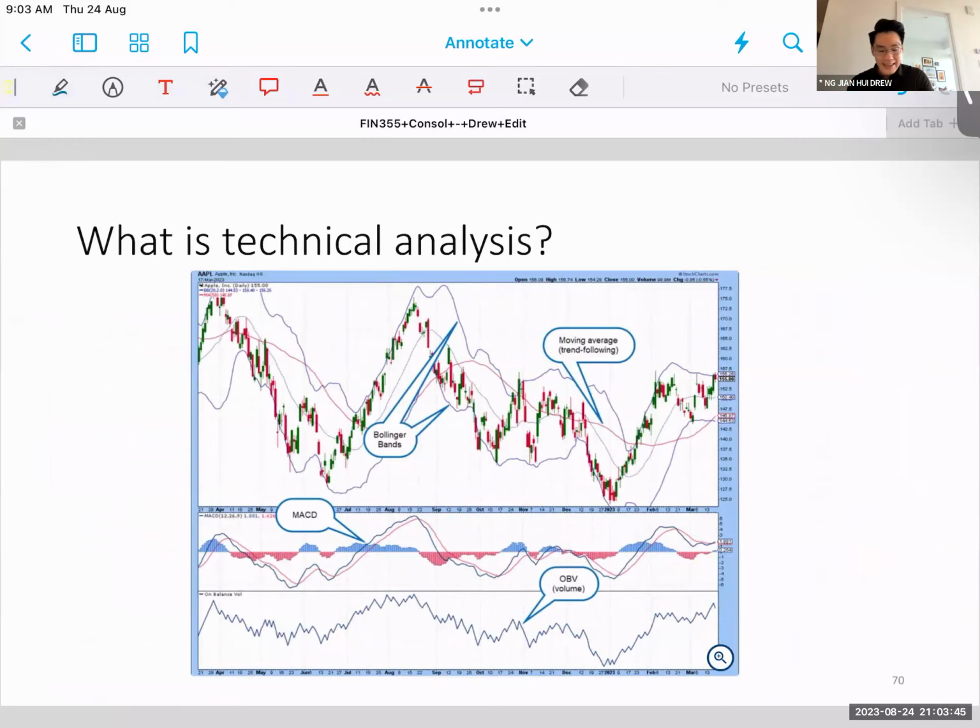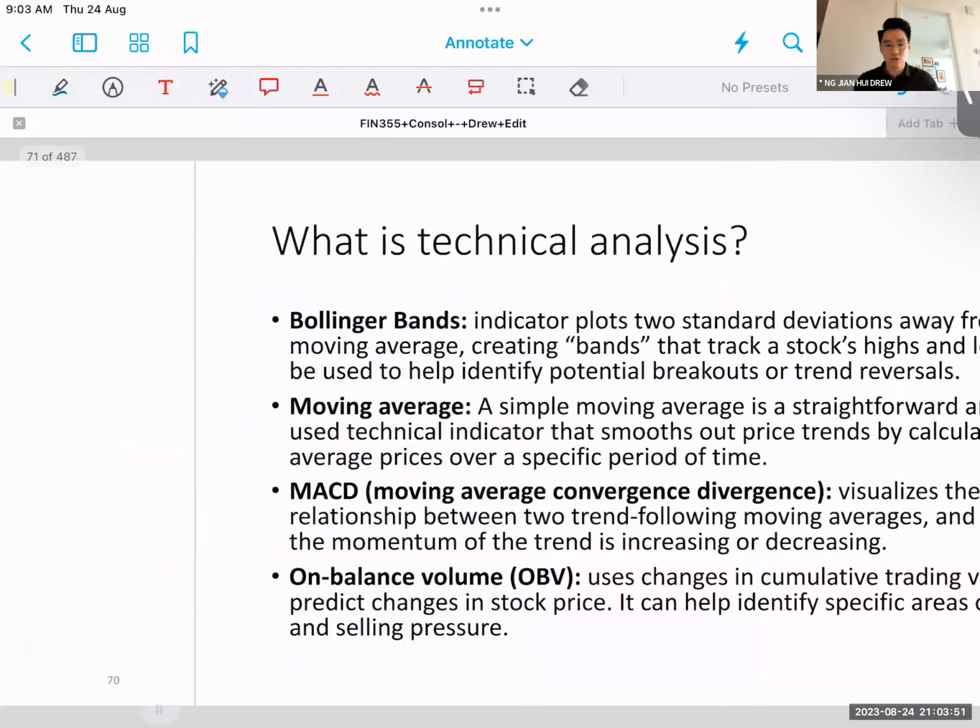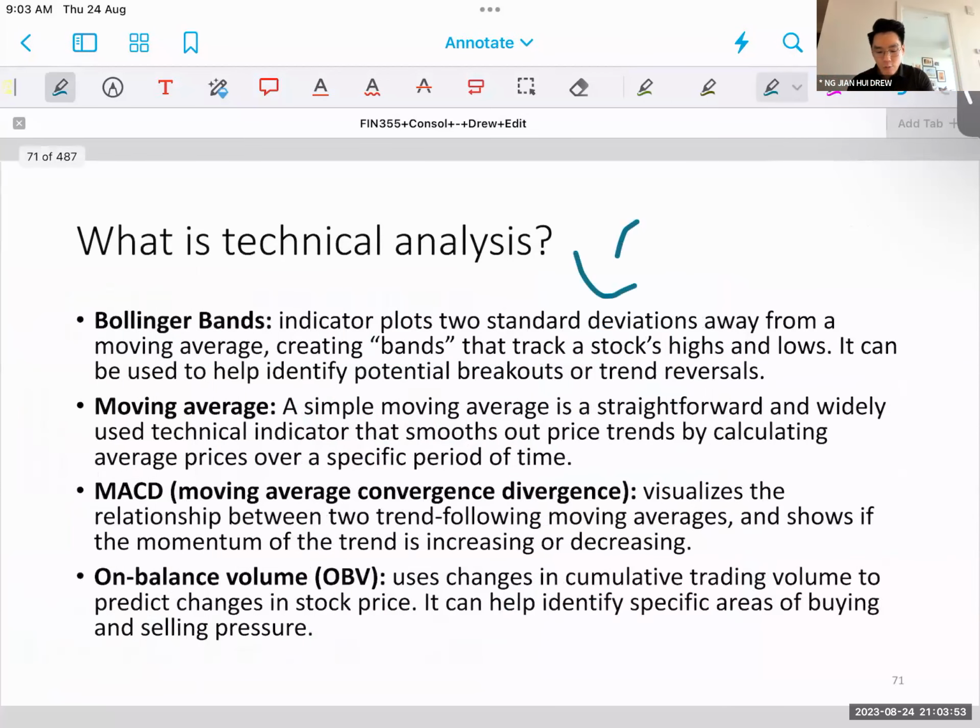Okay, so technical analysis is basically just doing charts and stuff. We are kind of trying to find the trends and all. I want to highlight, do not worry about this. There's quite a few things that we talk about here. I will not go through them.